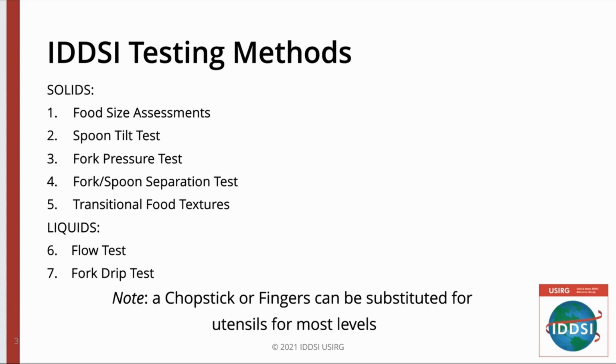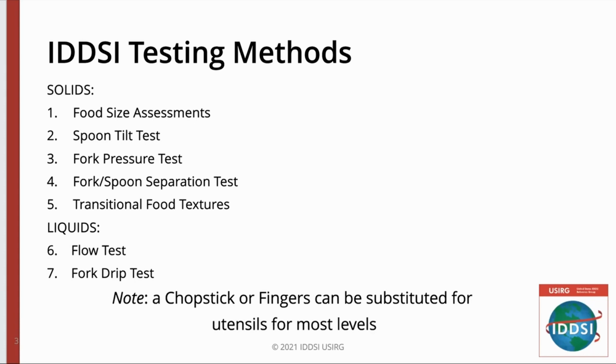For liquids or drink testing, we will teach IDDSI's flow test for liquid levels 1, 2, and 3. The fork drip test is good for levels 3 and 4. It is also a great food test for puree level 4 and minced and moist level 5.